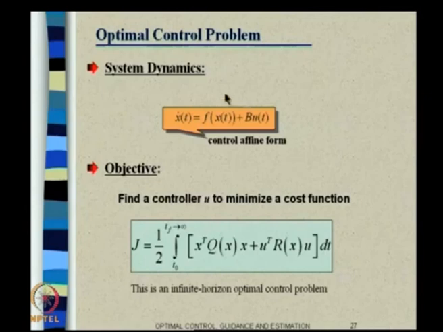First of all, it talks about a fairly same system dynamics. That means you have this control affine system, okay, x dot is f of x plus b times u. And then the objective is again same. We have this infinite time controller and we want to minimize this quadratic looking cost function rather.